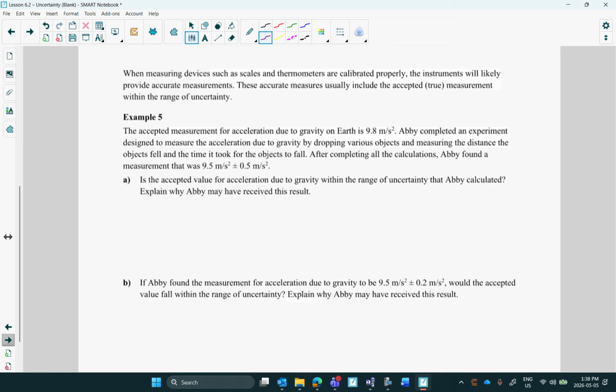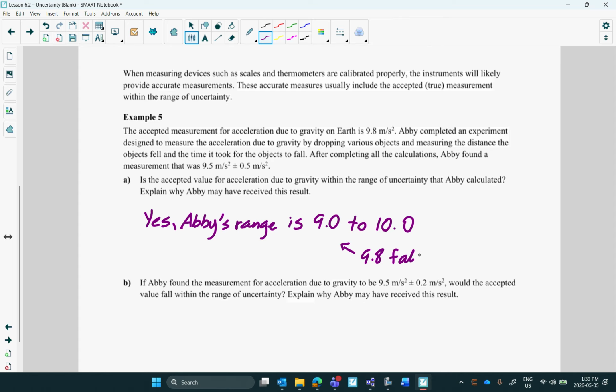Yes, because she got 9.5, which is not the same, but her uncertainty says she could go as high as 10 or as low as 9, which 9.8 is in. Okay? So, yes, because Abby's range with the uncertainty is 9.0 to 10. And 9.8 falls in here.